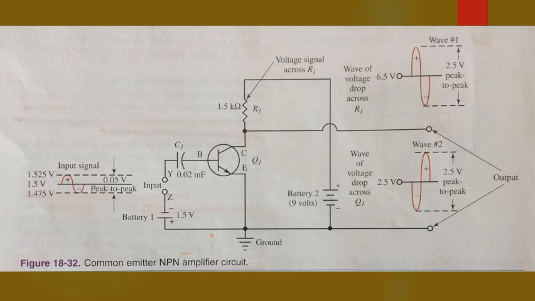This increase in current through a fixed value resistor, R1, causes a greater voltage drop across the resistor. See wave number 1. The increase in voltage drop across R1 causes a decrease in voltage across Q1 because they are both in series with the 9-volt battery, battery 2. See wave number 2. Keep in mind the resulting voltage in a series circuit.